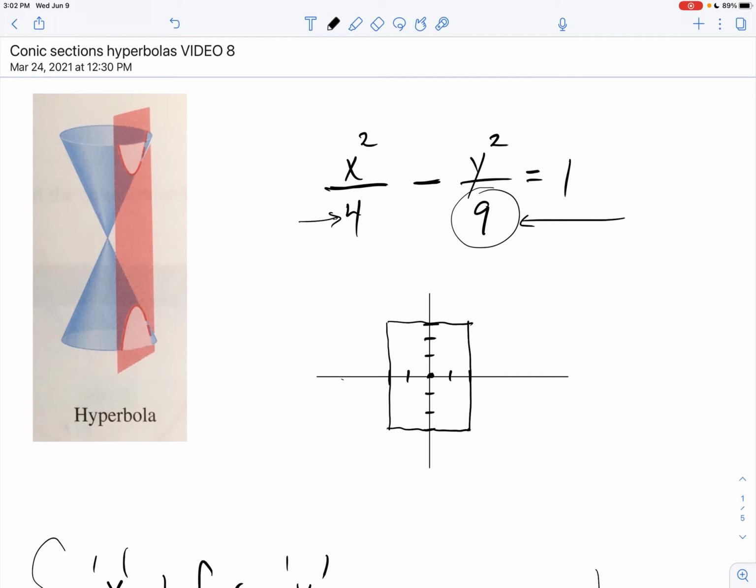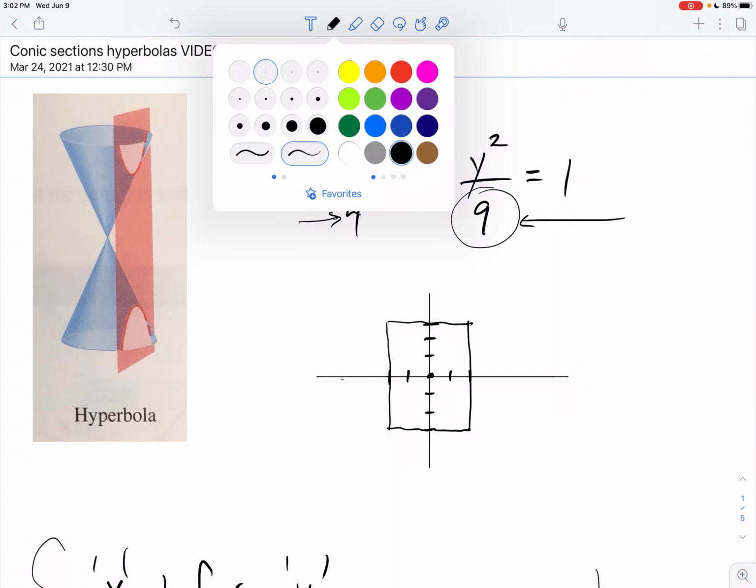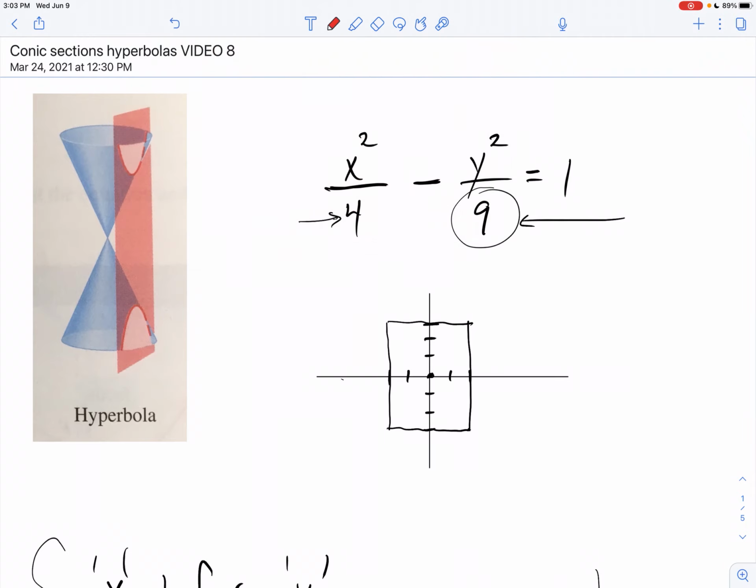Why? Because that's how we do it. Then what I'm going to do, I'm going to use a different color. I'm going to use red. I'm going to connect the diagonals. I'm going to go like this, through this corner of the box, through that corner of the box. I'm going to do that over here too.